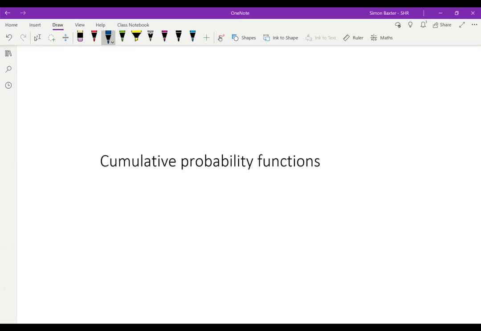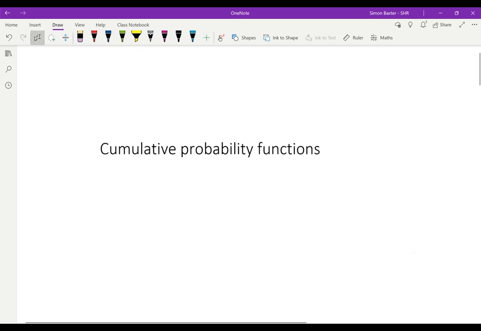In this video, I want to talk about cumulative probability functions. You have actually met this idea before. You met it in S1 when you were dealing with the normal distribution.